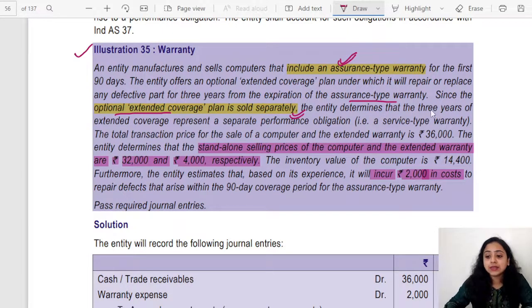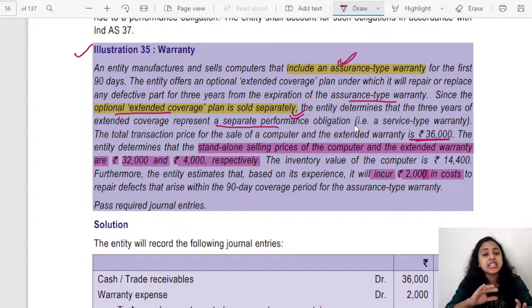The entity estimates that 3 years of extended coverage represent a separate performance obligation. That is service type warranty. So it is selling two warranties, assurance type and service type. The total transaction price for the sale of a computer and the extended warranty is rupees 36,000. So service type is included in it, whereas assurance type is separately recorded as your warranty expense. So your service type is rupees 32,000 and 4,000.